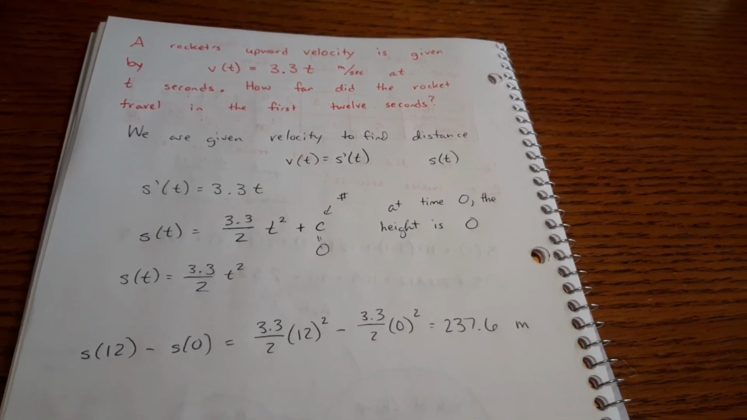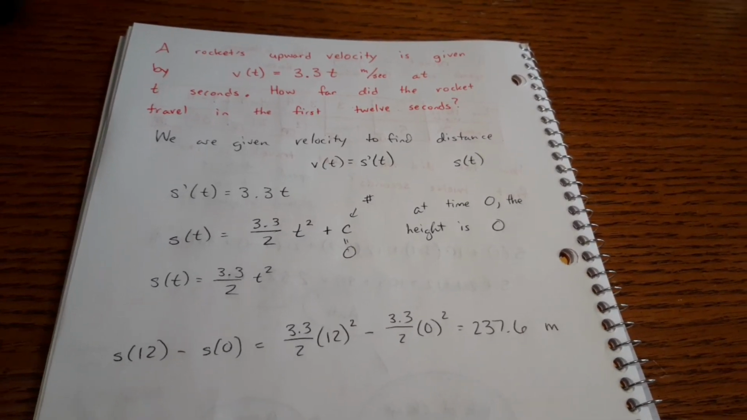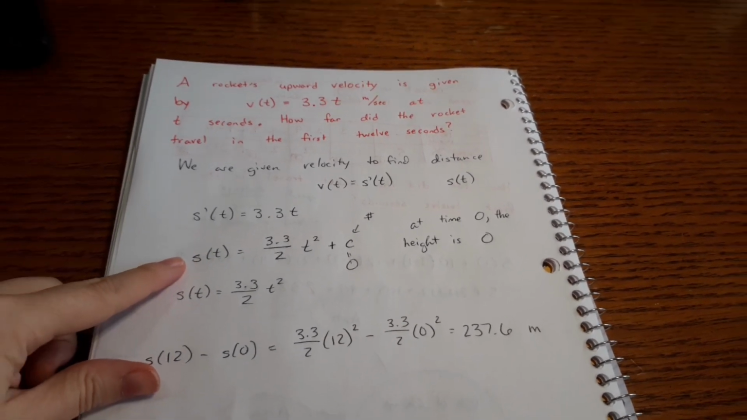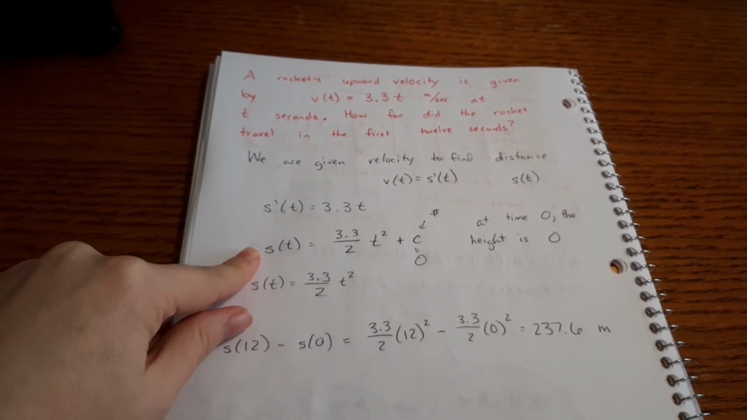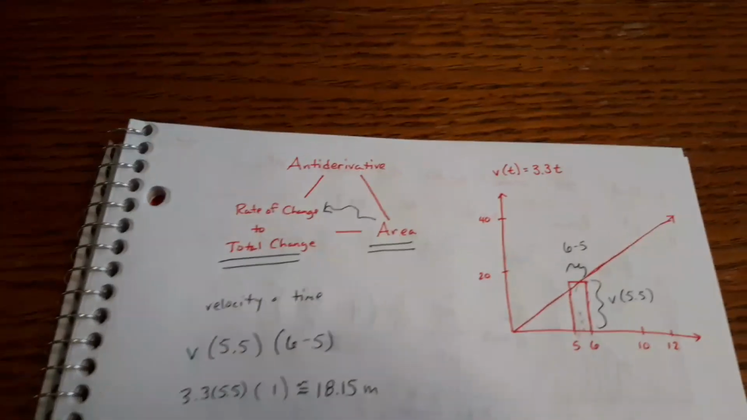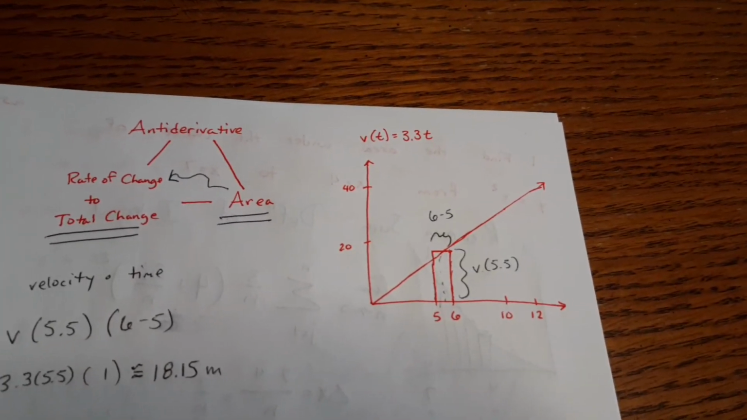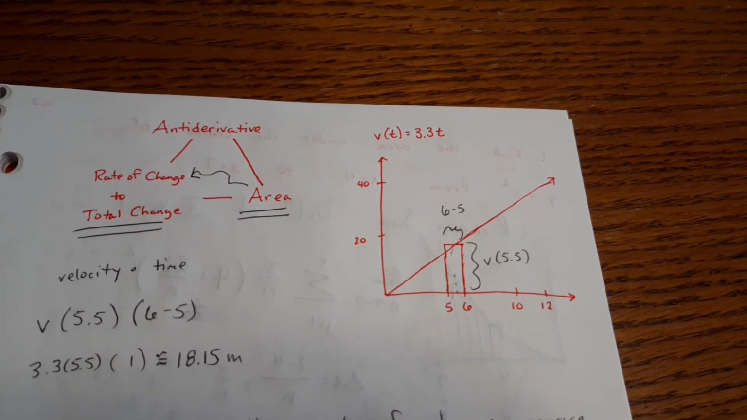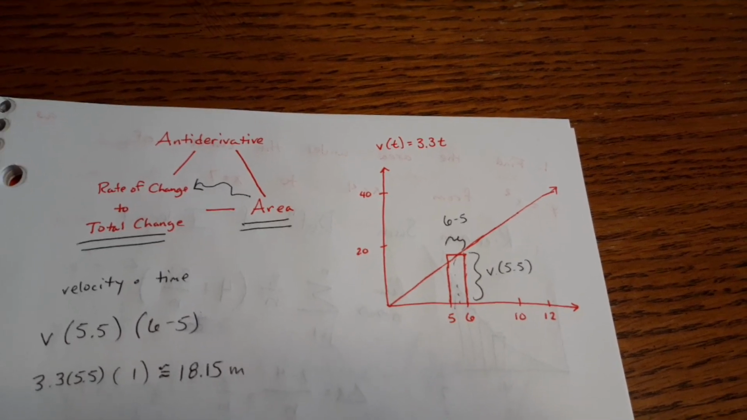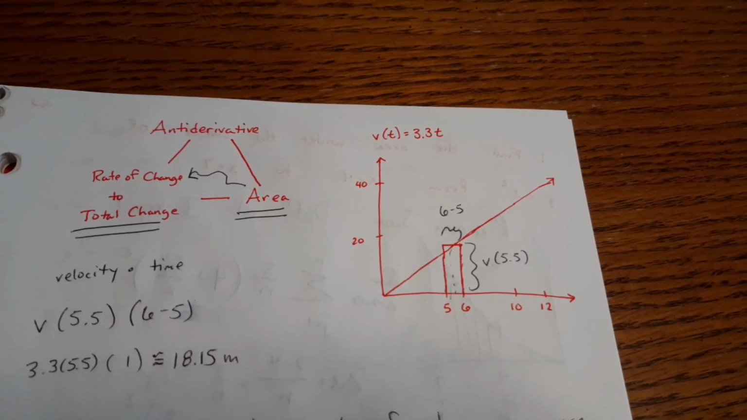And if you notice, we had a derivative and we found an antiderivative. So now we're using that top circle of our triangle that we're focusing on. All right, so let's look at this graph of v of t. So it's a line, 3.3t, and let's focus in particular on second 5 to second 6.